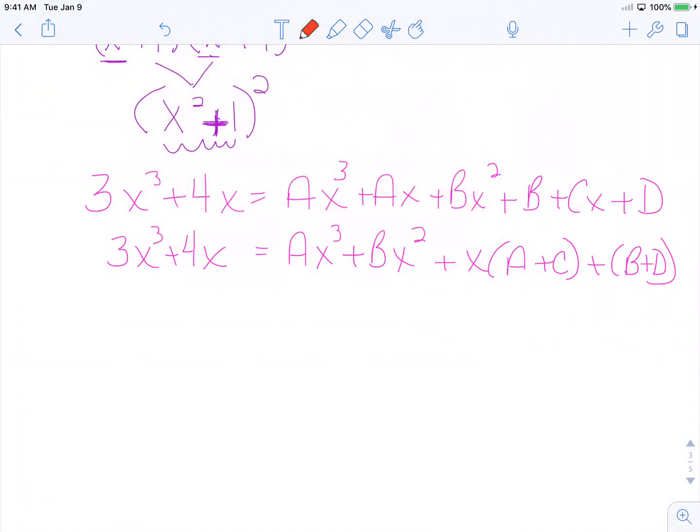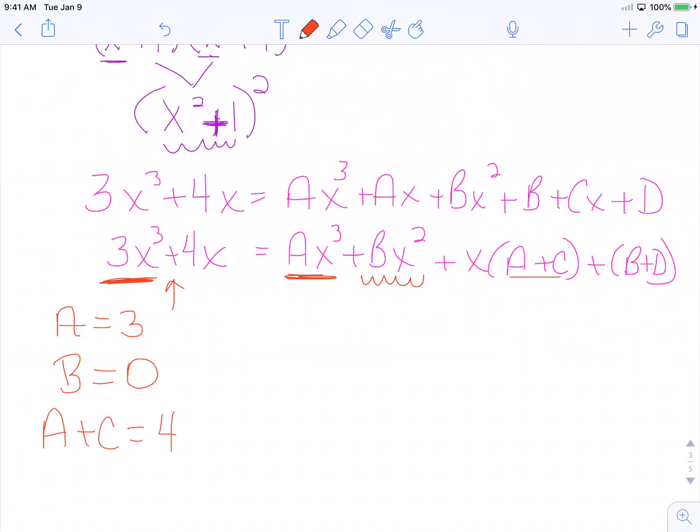So now separating, ax cubed goes with 3x cubed. So without doing any work, I know a is 3. The next one, bx squared. Well, there's no x squared on the other side. So again, no work. We now know b is 0. The third one is our x term. So a plus c goes with the x, which is 4. And then the last pair would be b and d. And there's no number by itself, so that just gets set equal to 0 as well.